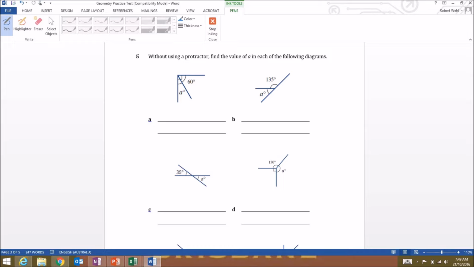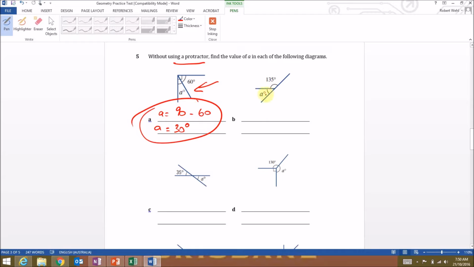All right, next one. Now it's important with these that you do the correct working out, so you need to show how you got the answer without using a protractor. So you don't use a protractor. You have to use your knowledge of geometry to find these. Find the value of A in each of the following diagrams. So here we've got a right angle, so A is going to equal 90 degrees take away the 60. So that means that A equals 30 degrees. This is how I would expect you to work it out.